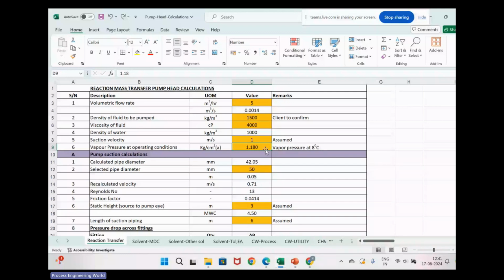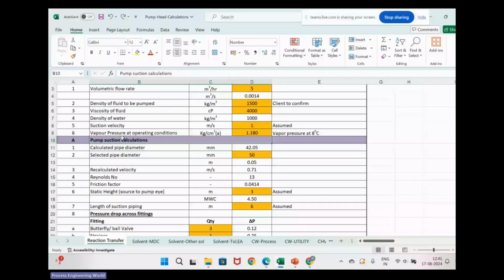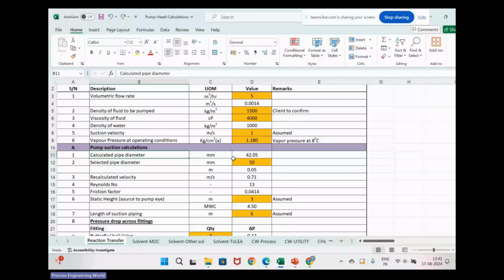Now we will start the pump suction calculation. For the pump suction calculation, first of all, we will calculate the line size of the suction side. For the suction side, the line size calculated is 42.05 mm. So how have we got this? We got it by using Q equals A times V.